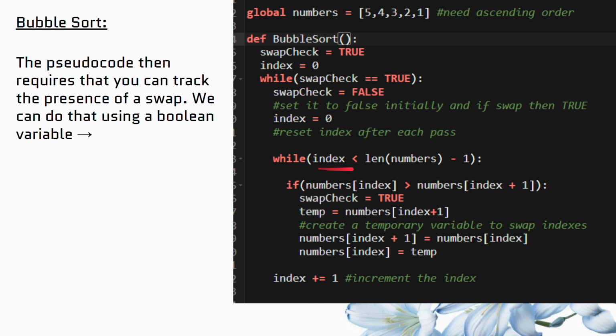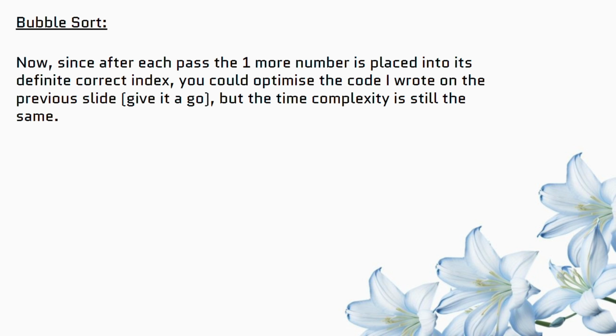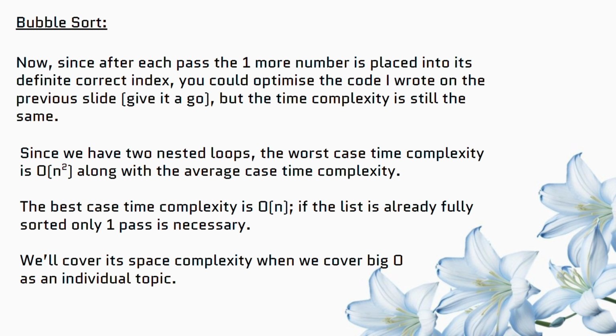So this while loop could actually be optimized, and it's not too complicated to do, but this is only a slight optimization. The time complexity of bubble sort is still the same. So what actually is the time complexity? We mentioned the nested loops beforehand, so let's go over the worst case time complexity, which is O of n squared, and that's because we have the nested loops.